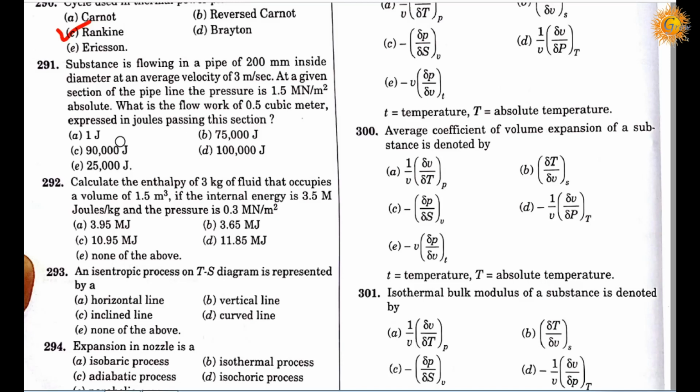Option A, 1 joule; option B, 75,000 joule; option C, 90,000 joule; option D, 100,000 joule; and option E, 25,000 joules. So the correct answer is B, 75,000 joule.